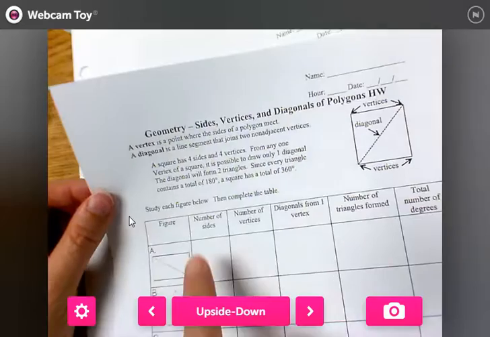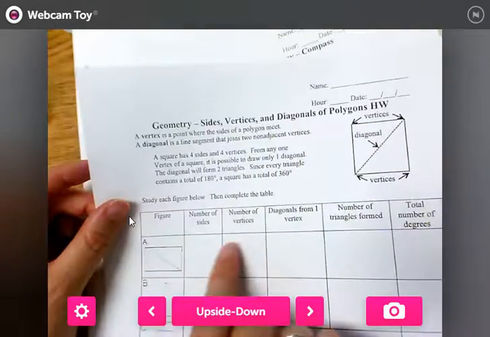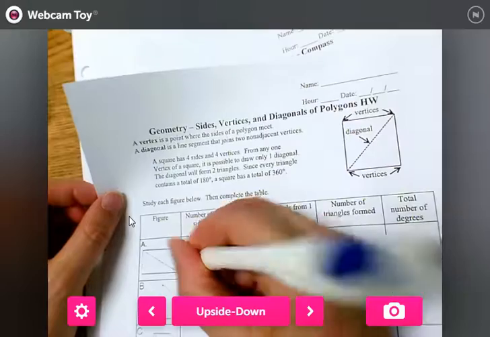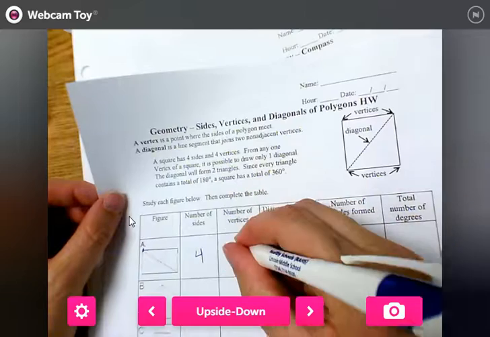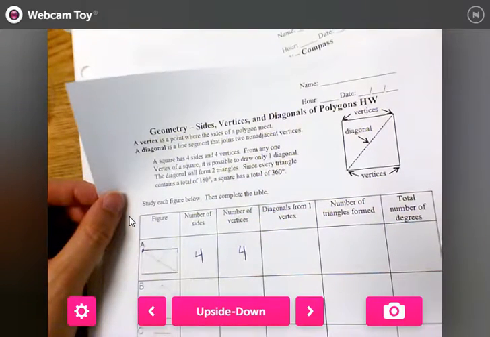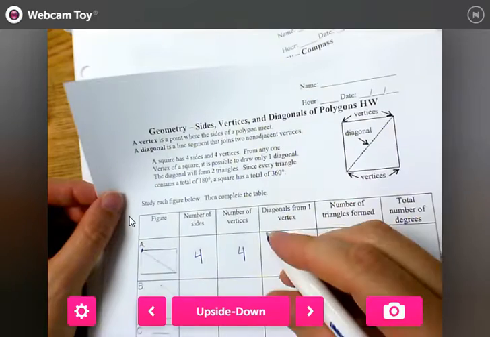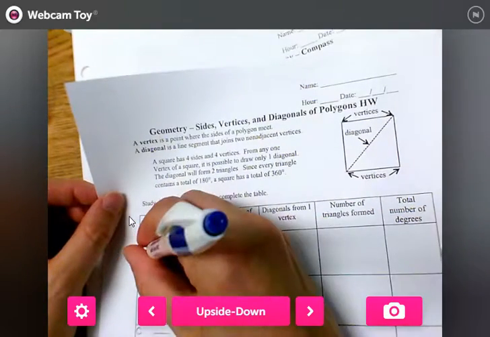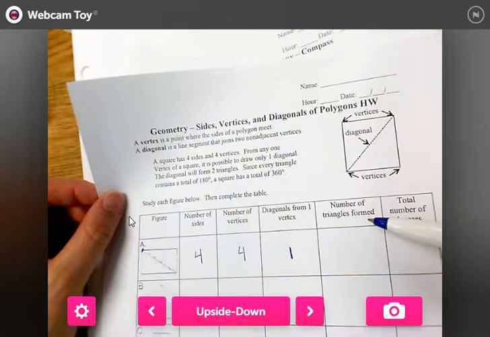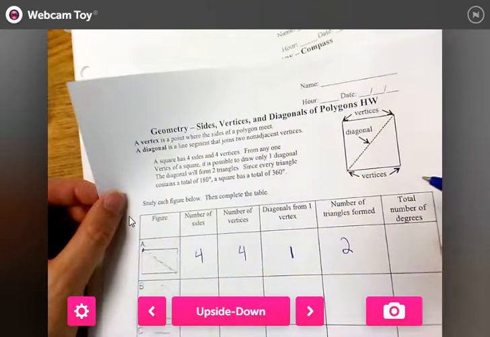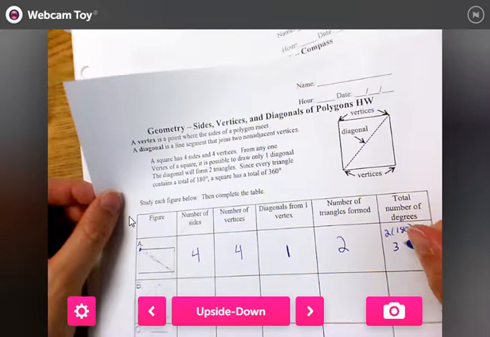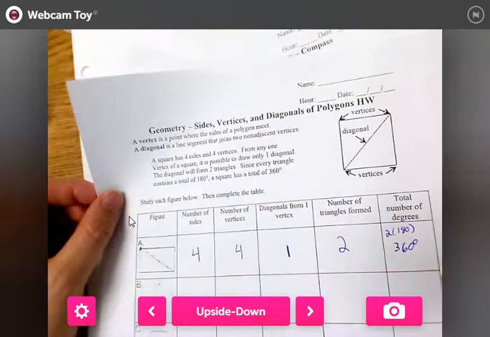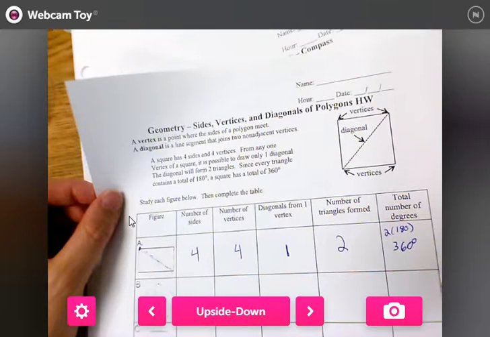So, number of sides, we're going to just do A together, okay? Number of sides is 4. Number of vertices is 4. Diagonals from one vertex, we can only draw 1. See this dotted line right here? We can only draw 1. Number of triangles formed, 2. And since each triangle is 180 degrees, this is a total of 360 degrees. Everybody feel pretty comfortable that they could fill out the rest of this chart now from that? Okay. All right.